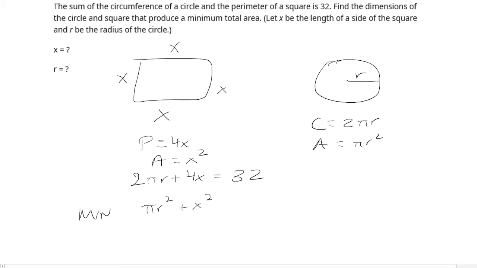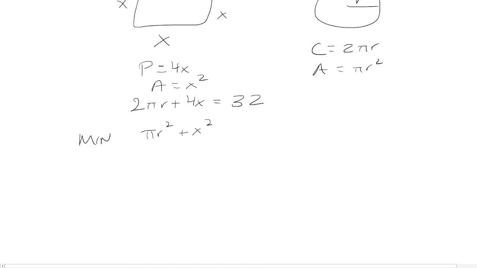Now in order to minimize this, we have to use a substitution. And you want to use the equation that we're given over here. So we can either solve for r or x. I'm just going to solve for r. So I'm going to subtract both sides by 4x. I get 2 pi r equals 32 minus 4x. R is going to be 16 over pi minus 2x over pi, which is just (16 minus 2x) over pi.